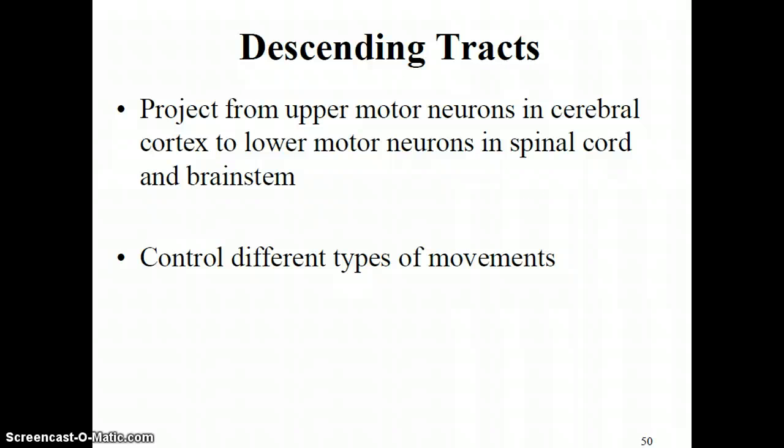Descending tracts. So when something descends, it means it is heading from the central nervous system out into the peripheral nervous system. So we would also call these efferent tracts. And of course, as you probably have already figured out, these are involved in basically motor functions, controlling different types of movements. They also can stimulate glands.